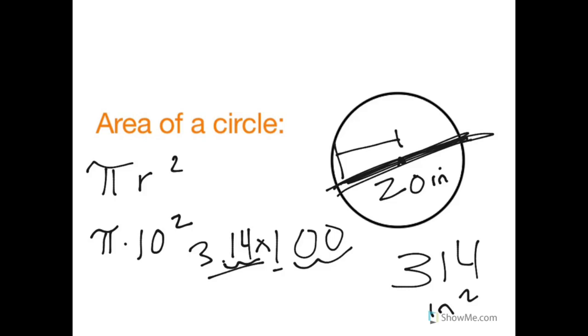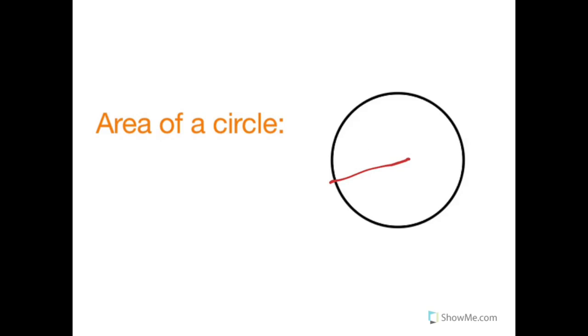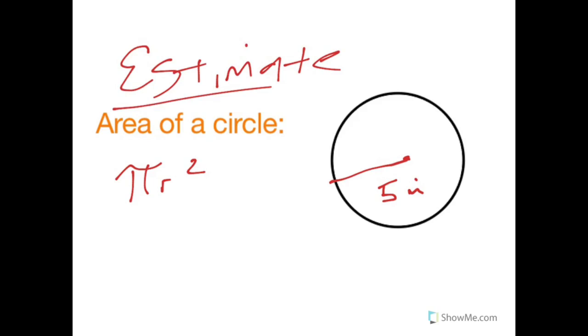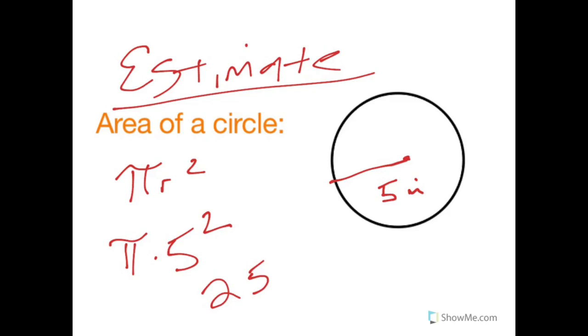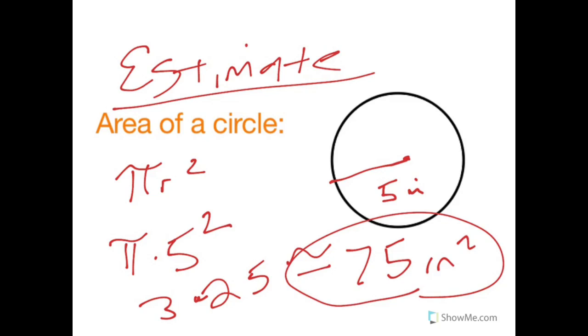Okay, one other quick thing I do want to show you. Go ahead and erase that. Let's say I gave you a radius of 5 inches. I know pi r squared. If I asked you to estimate, how would you do it? Okay, we know that our radius is 5 squared times pi is going to give us our answer. 5 squared is 25. Instead of multiplying 25 by 3.14, I would round just to 3. And so my estimate, the area of the circle would be about 75 inches squared.